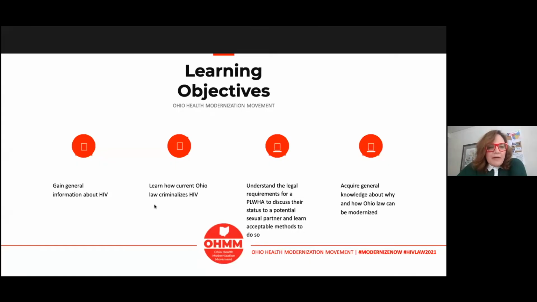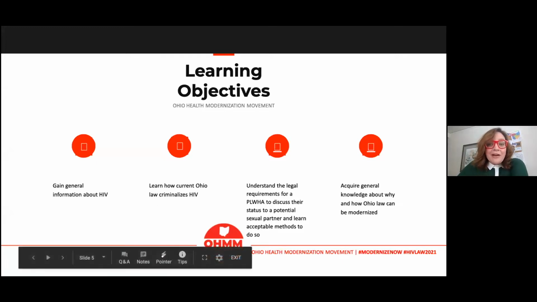Second, learning about how Ohio currently criminalizes HIV. Third, for all the case managers, understanding what the legal requirements are under the current criminal code as to what a person living with HIV or AIDS would have to disclose to a partner prior to sexual conduct. And in contextualizing this for us, I'm going to be highlighting the problematic areas of Ohio's current laws.